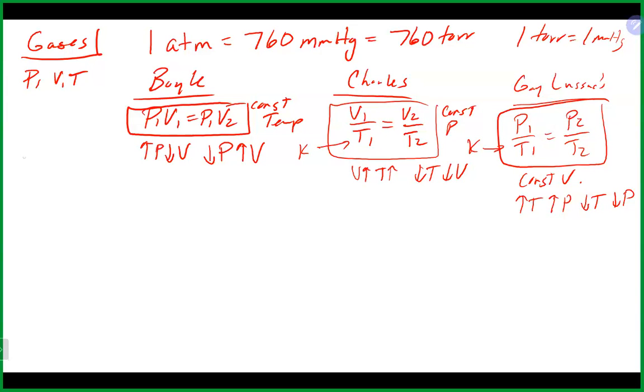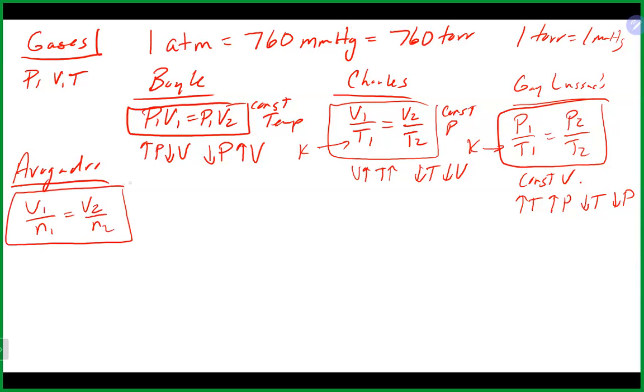We briefly mentioned Avogadro and his law as well. Avogadro deals with volume and moles: V1 over N1 is equal to V2 over N2. This is at constant pressure and temperature conditions, and N here is moles. As the number of moles increases, so does the volume, and vice versa. As the moles decrease, so does the volume.